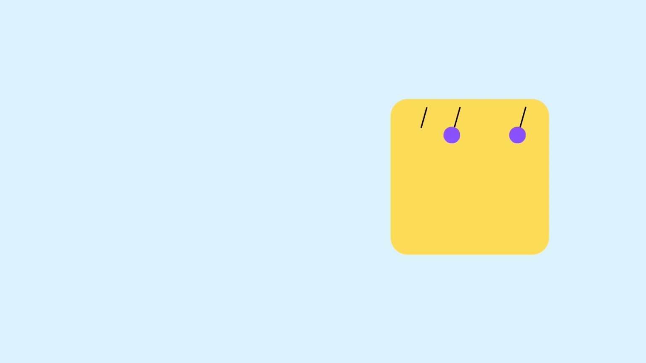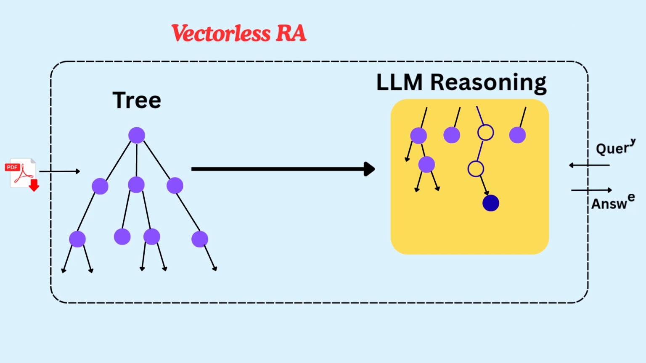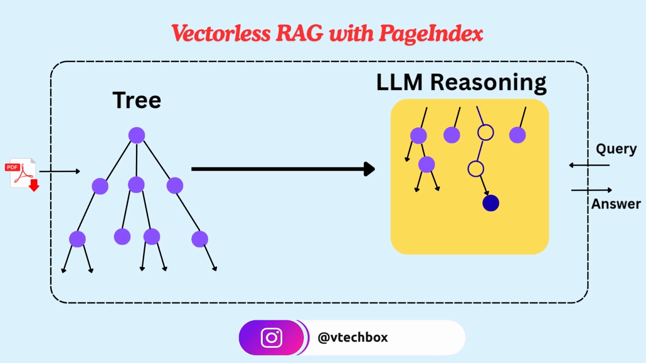PageIndex is a new reasoning-based vectorless RAG framework that performs retrieval in two steps. Generate a tree structure index of documents, and perform reasoning-based retrieval through tree search. Compared to traditional vector-based RAG, PageIndex features no vectors needed, no chunking needed, human-like retrieval, and a transparent retrieval process.